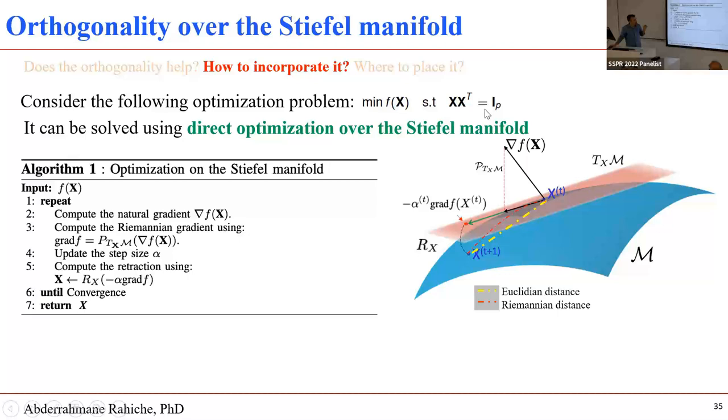to directly optimize this function in the specific geometry that we are looking for, which means the Stiefel manifold. And by the way, the Stiefel manifold is nothing else but the space of all orthogonal matrices that we are looking for. And we can use a gradient-like optimization method to solve the problem.